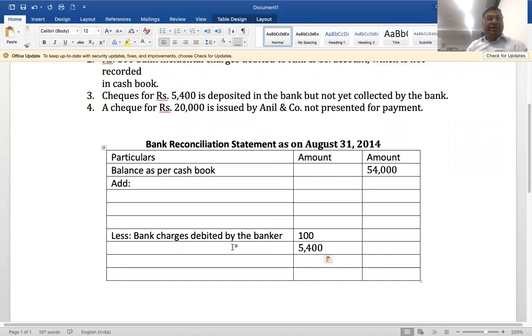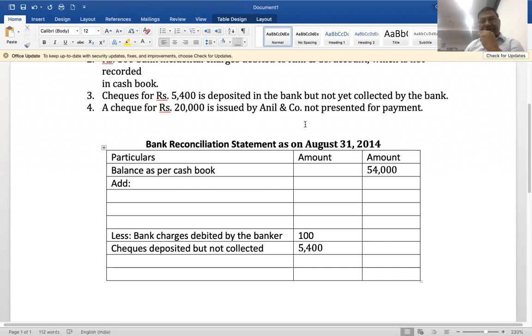Okay, and what is this description? Checks deposited but not collected by bank. Collected. Okay, next. A check for 20,000 is issued by Anil company.